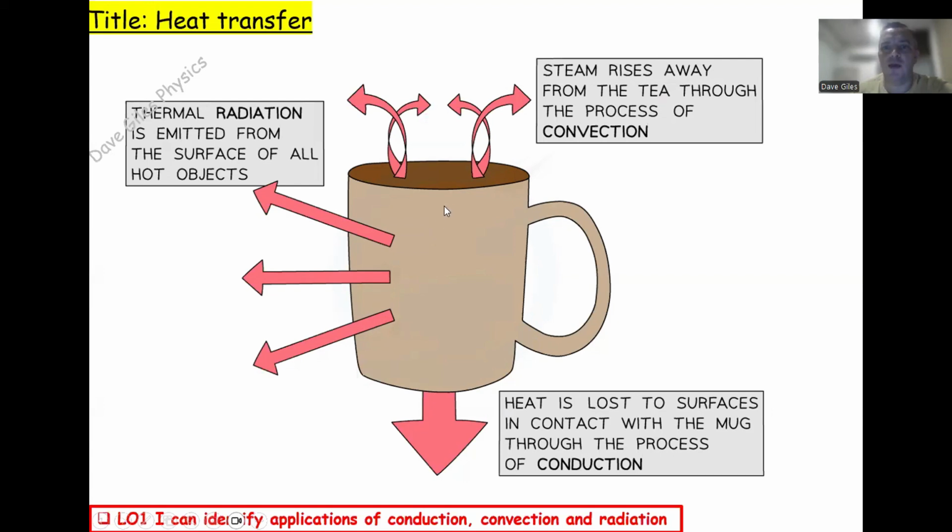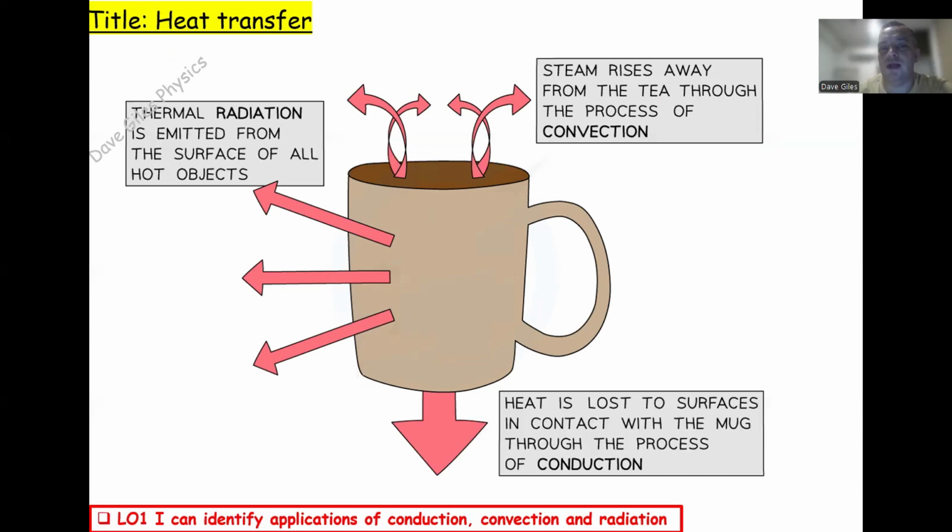So this here is a warm cup of coffee, we'll assume. So inside the cup, heat or thermal energy rises through convection, and it also comes out of the cup via convection at the top here. Thermal radiation is emitted from the surface of all hot objects. And to get from the boiling water inside to travel through the cup, that is convection.